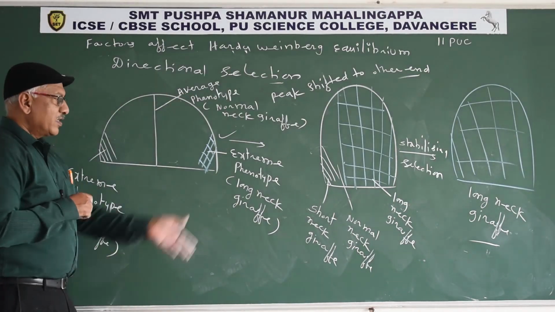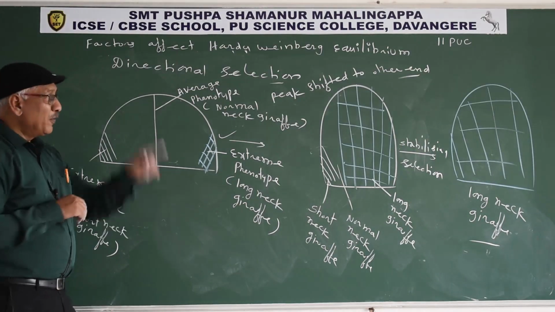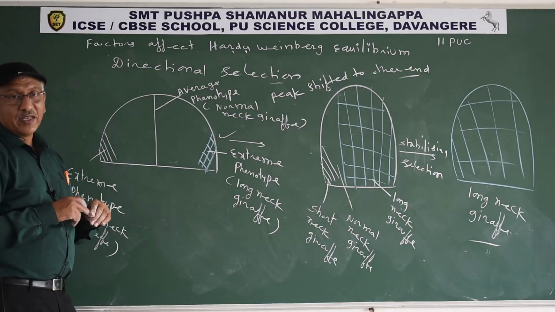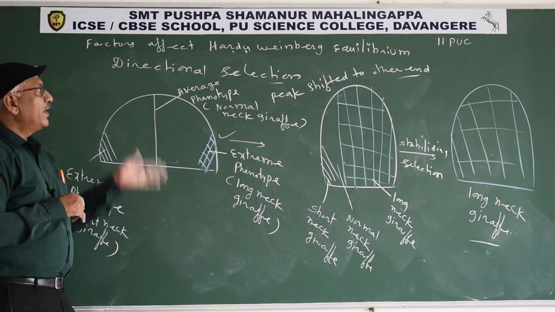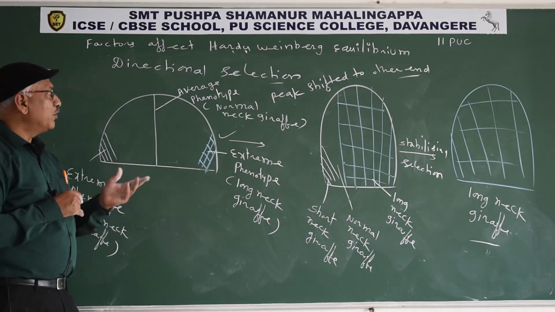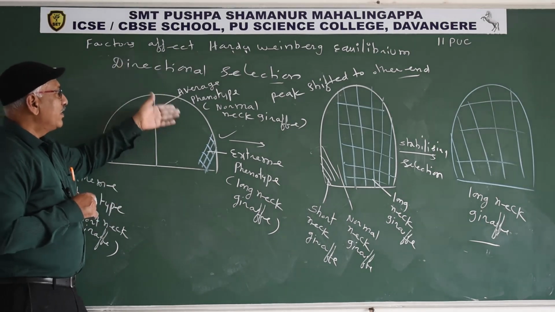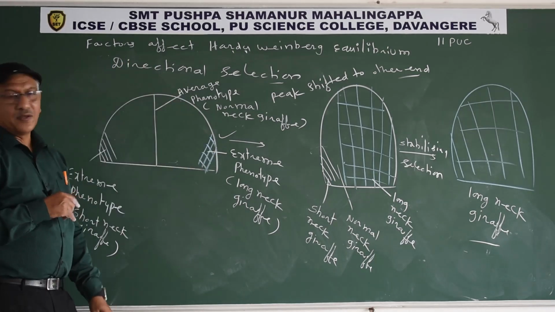Due to drought conditions, grasses are not available. They are forced to depend upon the foliage. Due to the presence of a long neck, they reach the lower branches of the trees. In this manner, they obtain the food. So directional selection selects the extreme phenotype, that is, the long neck giraffe.